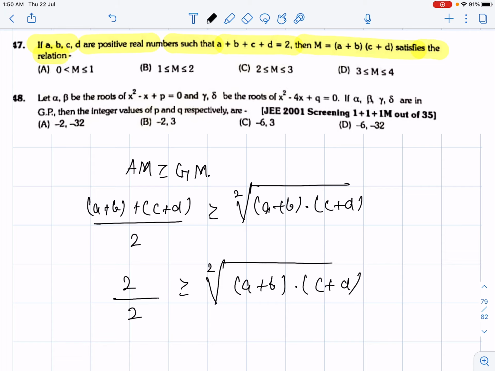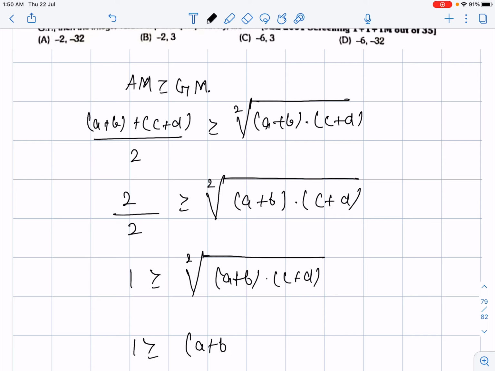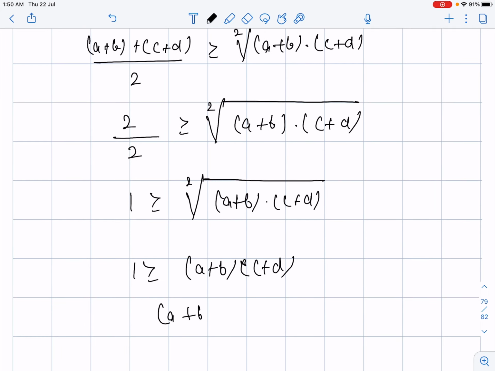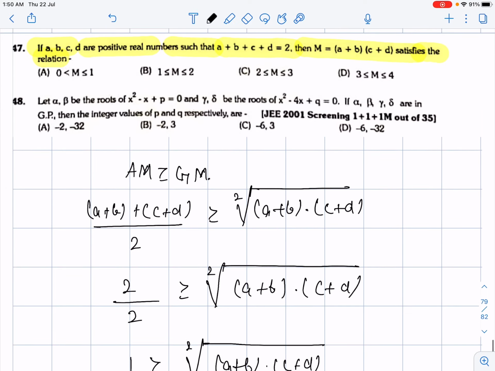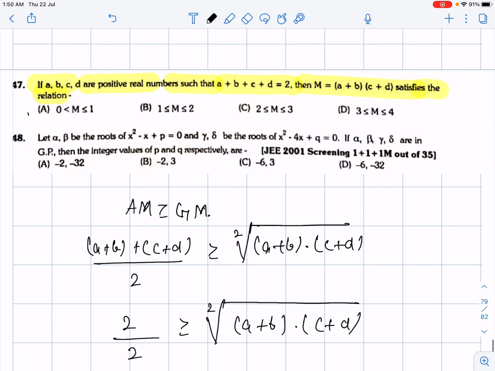On squaring on both sides we are going to get 1 greater than or equal to (a plus b) dot (c plus d), or (a plus b) dot (c plus d) is less than or equal to 1, but it will be greater than 0 because a, b, c and d are positive real numbers. So this is the value of m we are knowing. So 0 will be less than m, less than or equal to 1. So option A will be the right answer for this question.